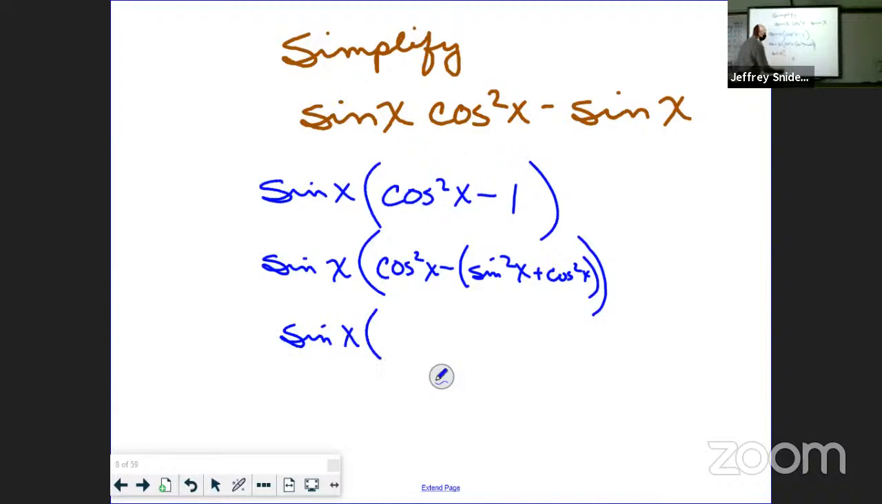Sine x times. Okay, what's going to happen here? Cosine squared x minus cosine squared x, it's going to be gone, isn't it? This negative, when it goes through here, they're going to cancel. So what am I left with in here? Minus sine squared x. So what do I end up getting then? Negative sine cubed x.